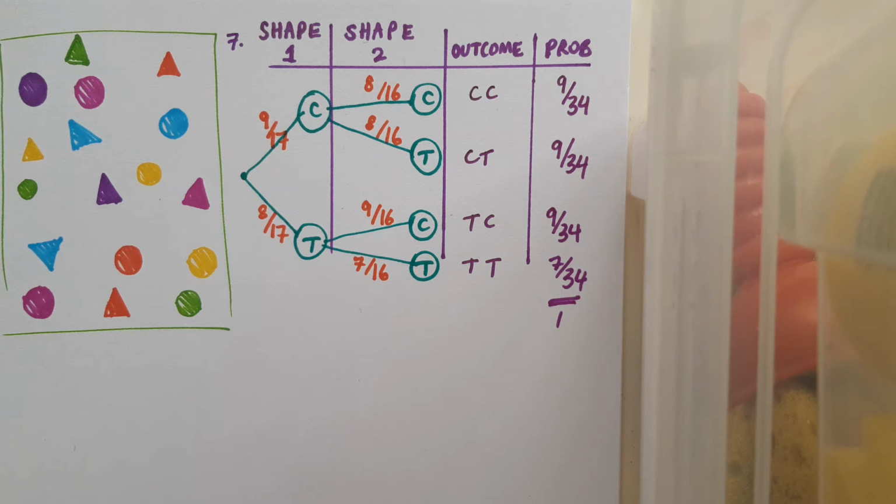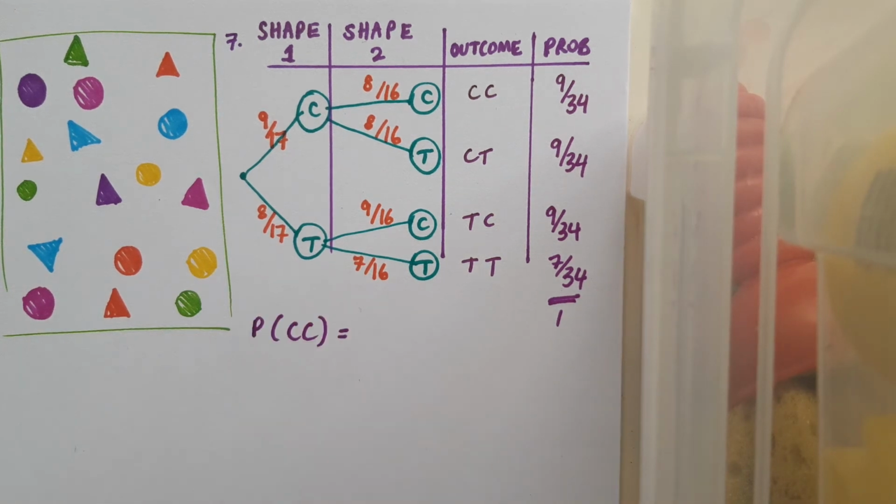Okay. So answering my question then for question 7, I want to find the probability that both are circles. So probability of CC, which is 9 over 34.